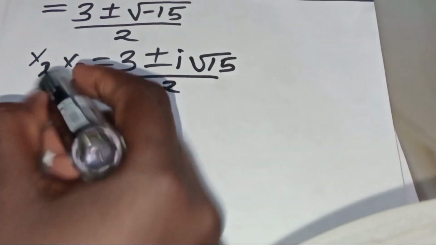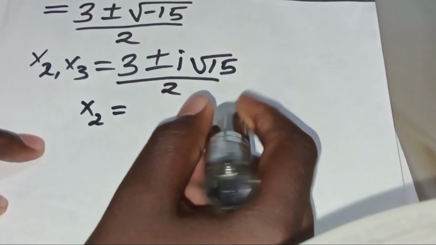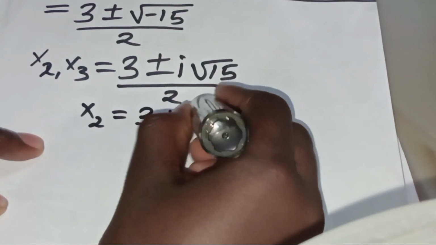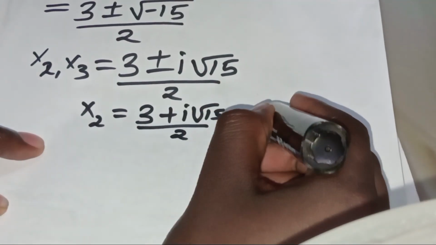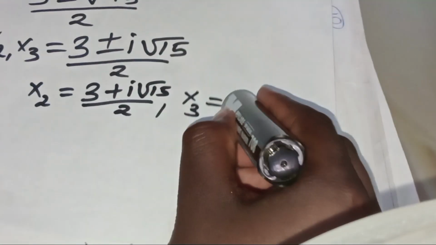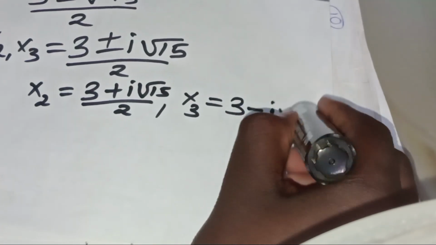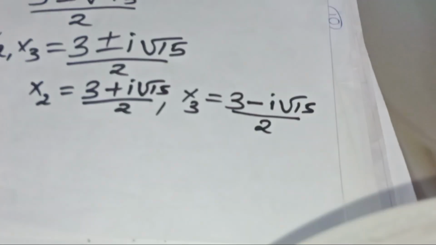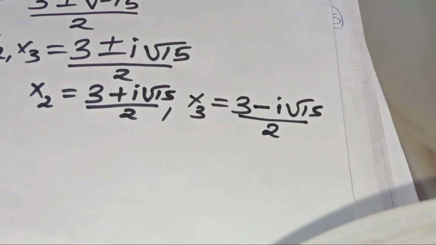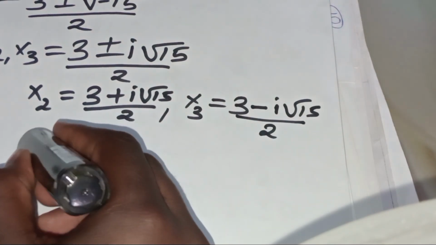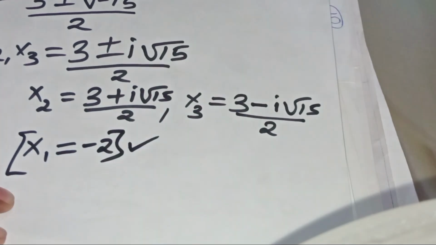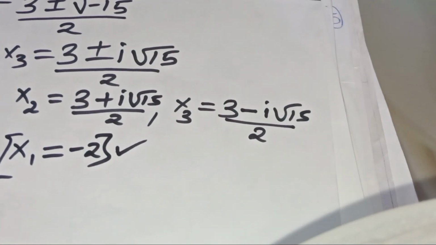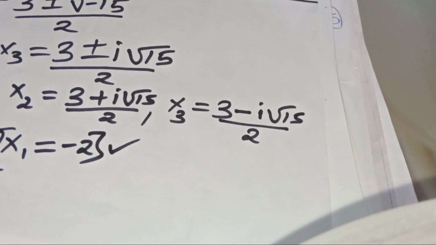So that means that we have two complex roots, that is x2 equals 3 plus i square root of 15 divided by 2, and x3, which is 3 subtract i square root of 15 divided by 2. Now these are two complex roots, and we have only one real root, which is x1, which is negative 2. So this is the one that's supposed to give us a real solution. These two complex roots cannot give us a real solution. So let's substitute this.